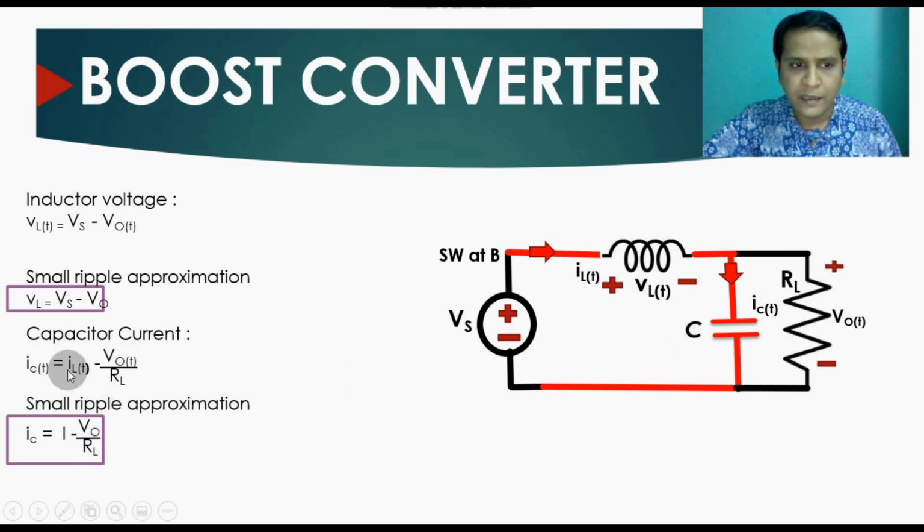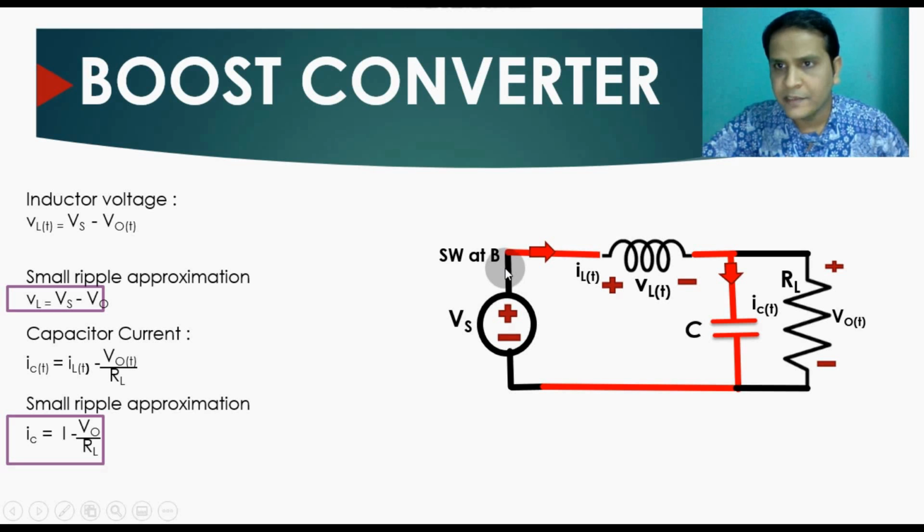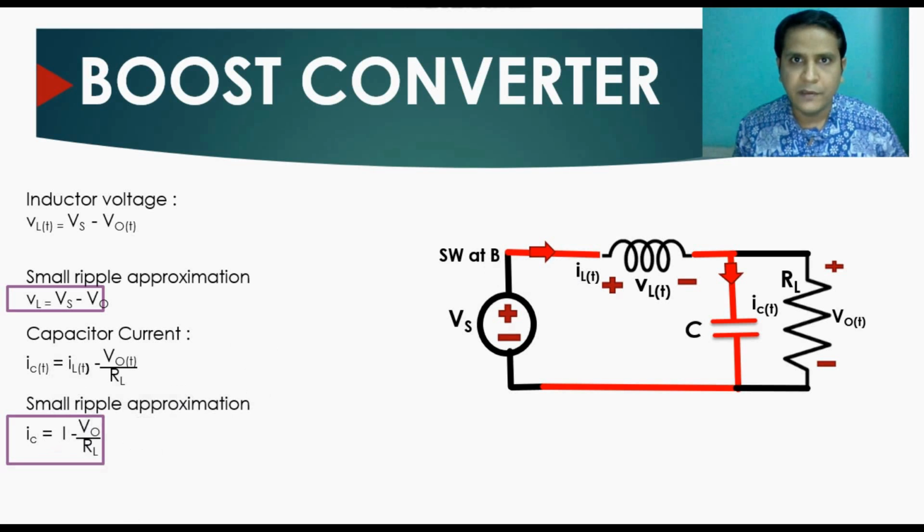Why have I considered I here in place of IL(t)? I assume that your input current, let us say I, would be the very same as, or very close to, your inductor current IL(t). So for small ripple approximation, I've considered IL(t) equals I. So now you have four equations, right? Two equations for inductor voltage and two equations for capacitor current, right?